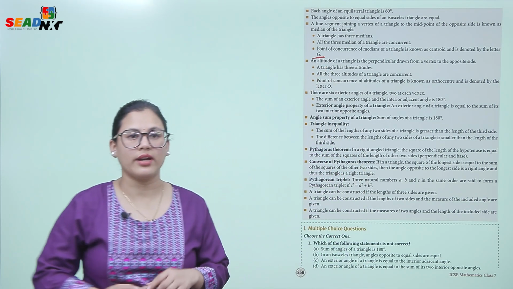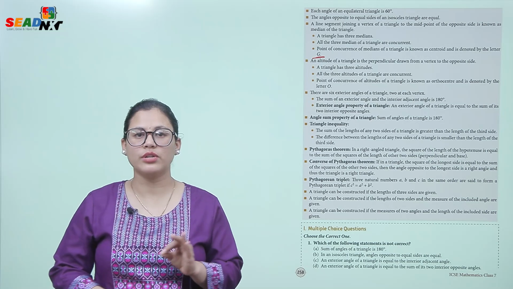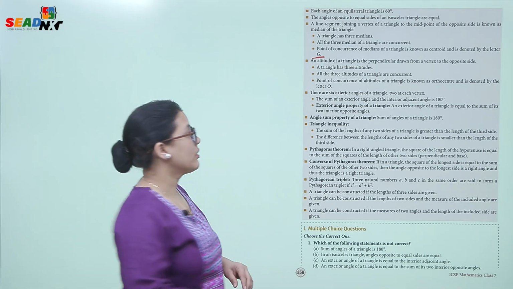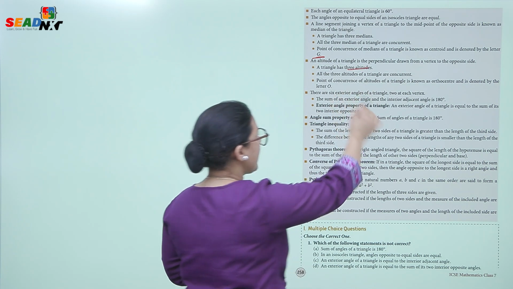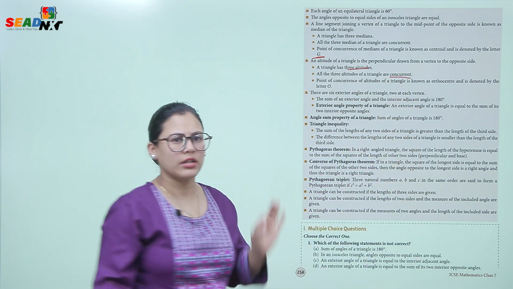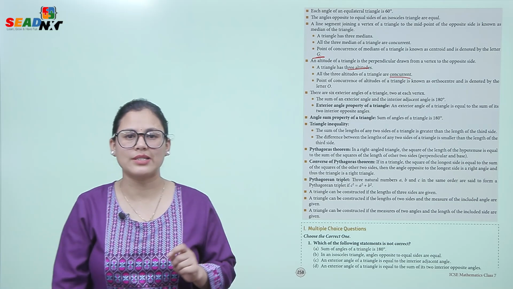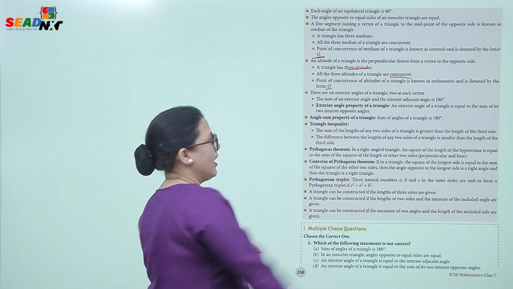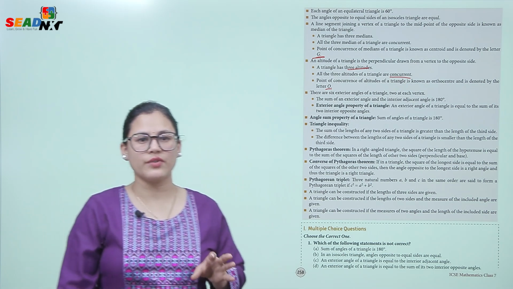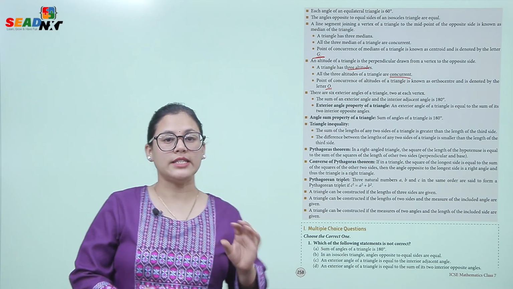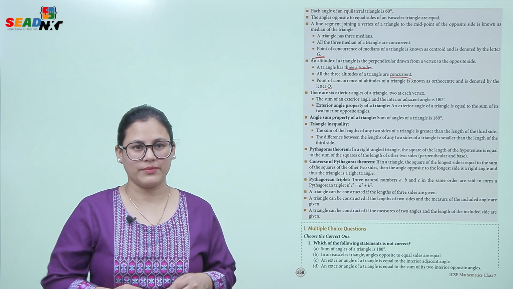An altitude of a triangle is the perpendicular drawn from a vertex to the opposite side. A triangle has 3 altitudes. All the 3 altitudes of a triangle are concurrent. And the point of concurrence of altitudes of a triangle is known as the orthocenter and is denoted by the letter O. There are 6 exterior angles of a triangle, 2 at each vertex. The sum of an exterior angle and the interior adjacent angle is 180 degree.